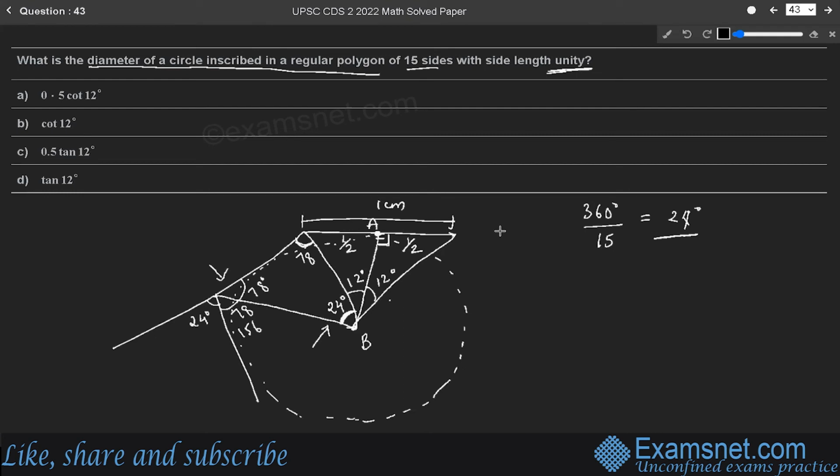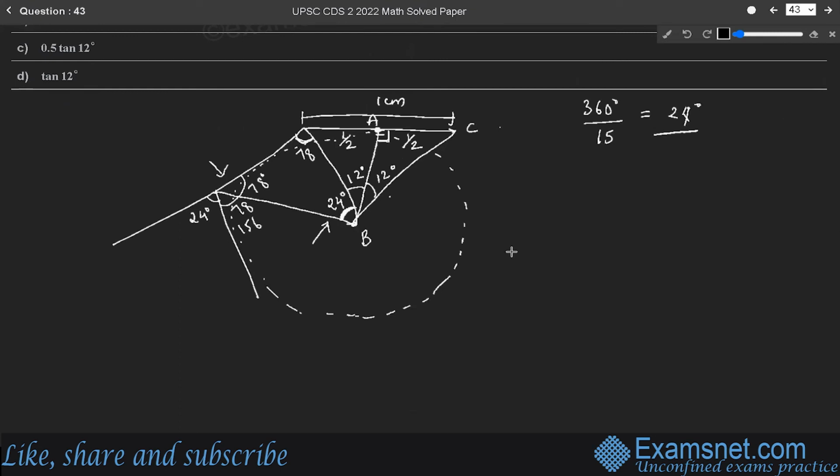I hope up to here it is clear to you. Now let us consider the triangle ABC. So this is the triangle ABC. This is A, this is B, and this is C. We know that angle A is 90 degrees and AC is half a centimeter. And the bisected angle B is 12 degrees. You know that. And let AB be equal to R. We know that the distance from the center of the circle to the side is the radius. So let this be the radius.